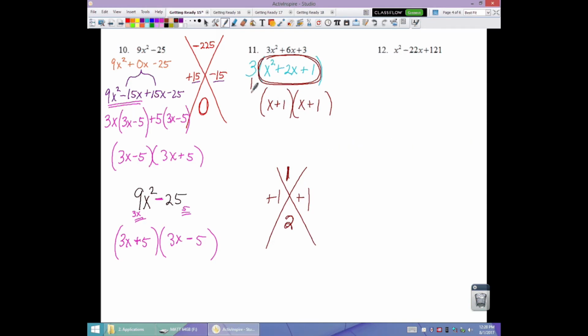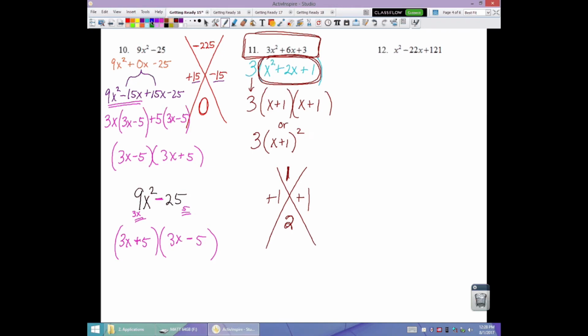Don't forget about the 3. It's still one of the factors, right? You will never get back this original trinomial if you leave off the 3 from your answer, okay? Now, another way you could write that, since x plus 1 is there twice, you could write 3 times the quantity x plus 1 squared.